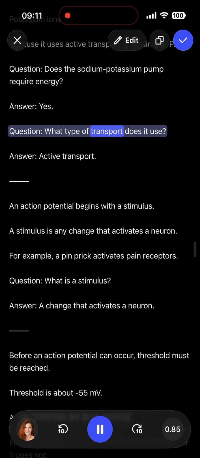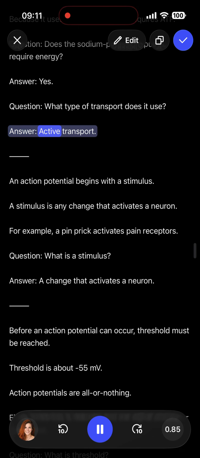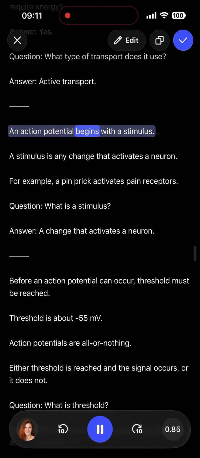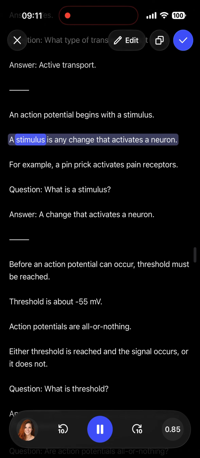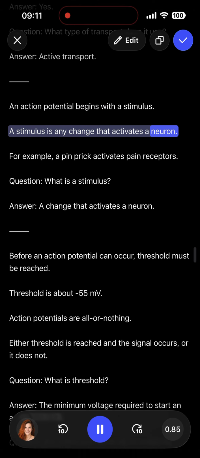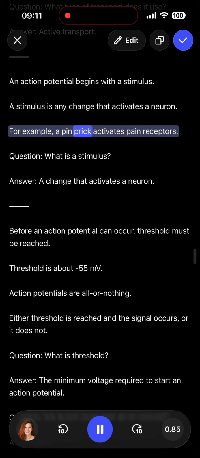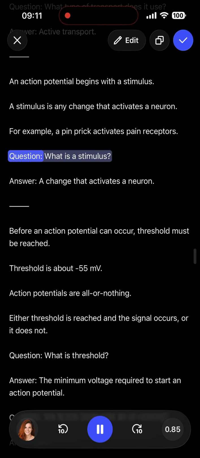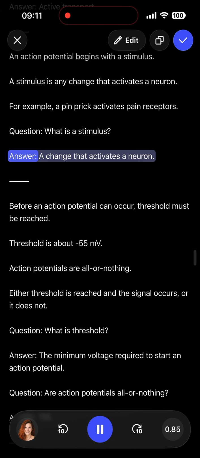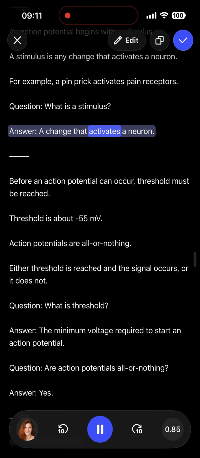Question, what type of transport does it use? Answer, active transport. An action potential begins with a stimulus. A stimulus is any change that activates a neuron. For example, a pinprick activates pain receptors. Question, what is a stimulus? Answer, a change that activates a neuron.